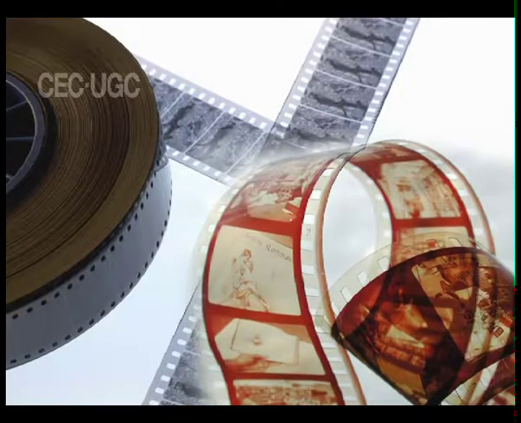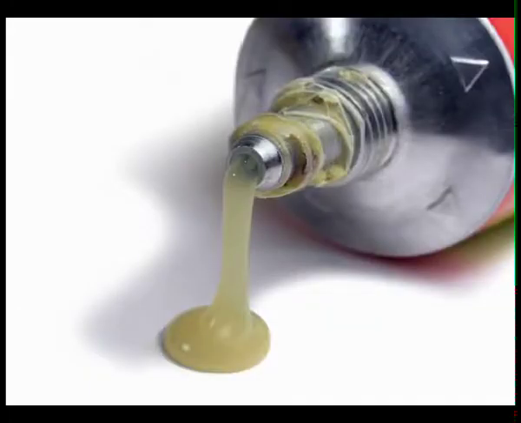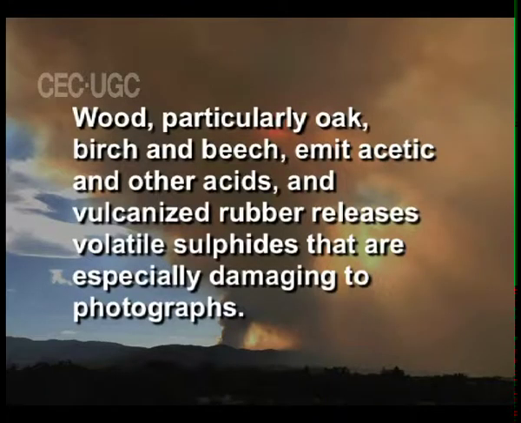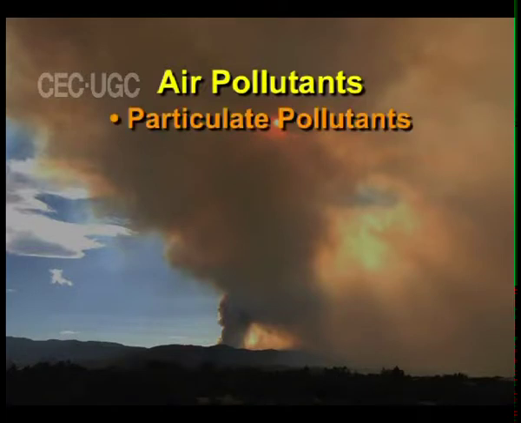Gaseous matter. Gaseous pollution is caused by the burning of fuels, smoking, cooking and off-gassing from unstable materials. Cellulose nitrate film, paint finishes, fire retardant coatings and adhesives may also produce harmful gaseous pollutants. Wood, particularly oak, birch and beech, emit acetic and other acids, and vulcanized rubber releases volatile sulfides that are especially damaging to photographs. Moving on to air pollutants, particulate pollutants.